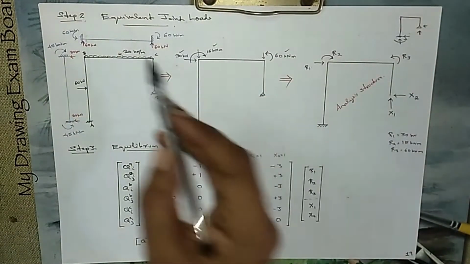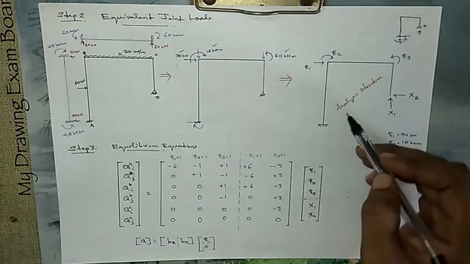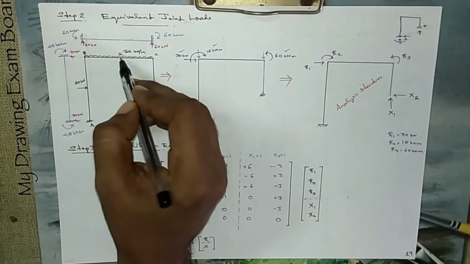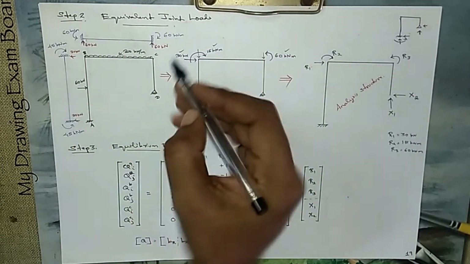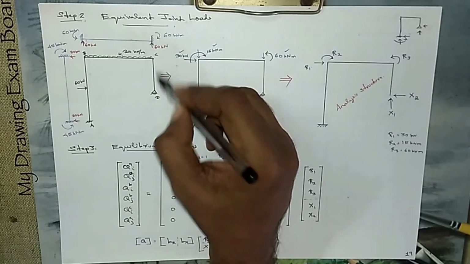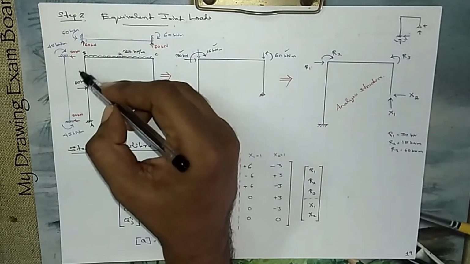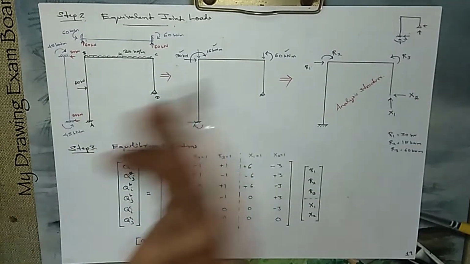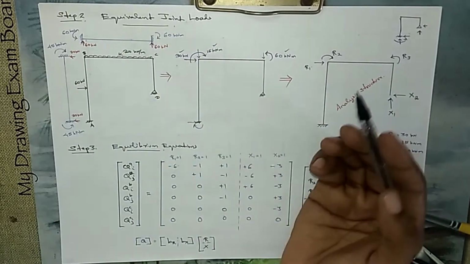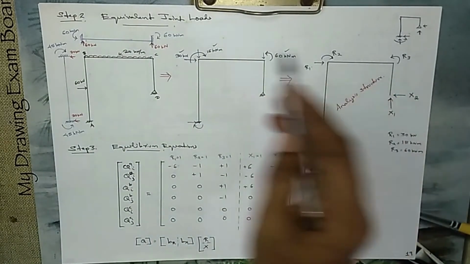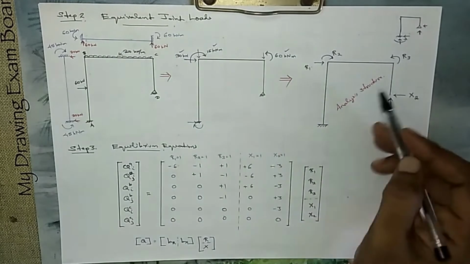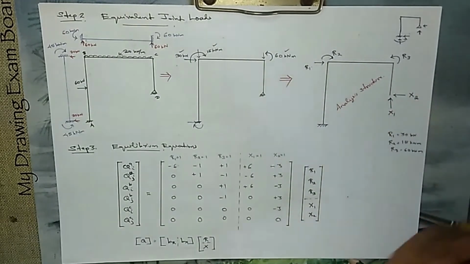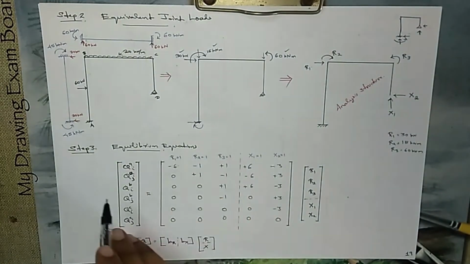Coming to step 2, that is equivalent joint load and finding the analysis structure. So I am drawing the structure here. I am taking the equivalent joint load here. I don't need an equivalent joint load at this member because there is no load here. For member AB, this is the equivalent joint load, same as the previous one because the loads are the same. I need not explain how I got this analysis structure because it is explained in the previous video. Coming to the equilibrium equations, this is the equilibrium equation.